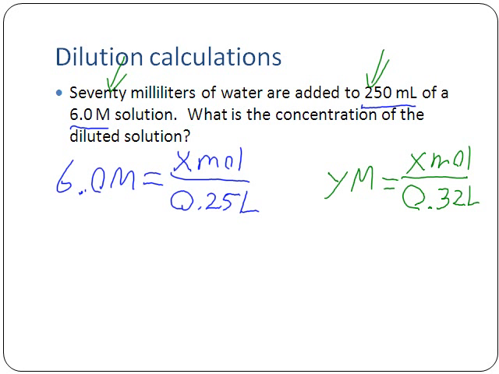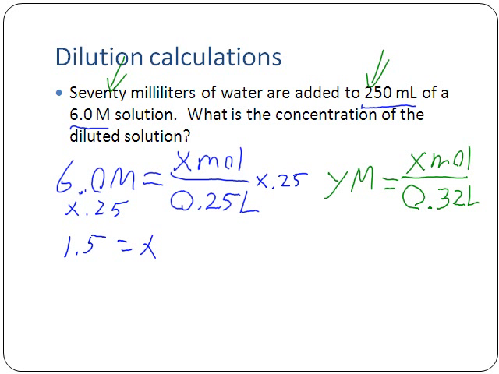Of these two, the one we just did, the y molar solution, the unknown molar solution, we have two variables, both y and x. Can't solve that one. For our other guy, the 6 molar solution, for that one we only have one variable, just the x. And so let's go ahead and solve that. Multiply both sides by 0.25. And so we do 6 times 0.25, and in doing that we get 1.5 is equal to x. And so that's 1.5 moles is what we have here.